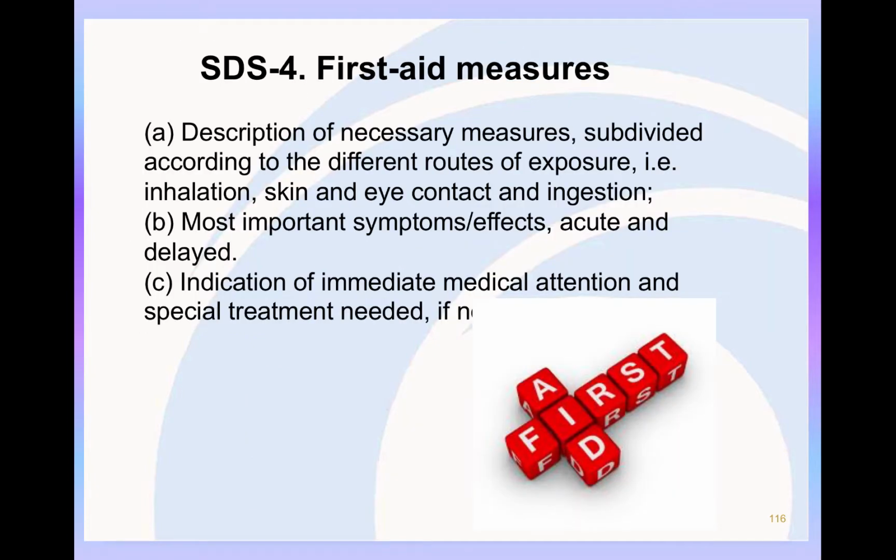Section 4 is extremely important for the worker. It's first aid measures, a description of the necessary measures subdivided according to the different routes of exposure. For example, inhalation, skin and eye contact, or ingestion. The most important symptoms or effects, acute and delayed. The indication of immediate medical attention and the special treatment if needed.